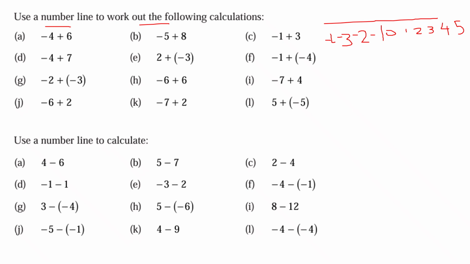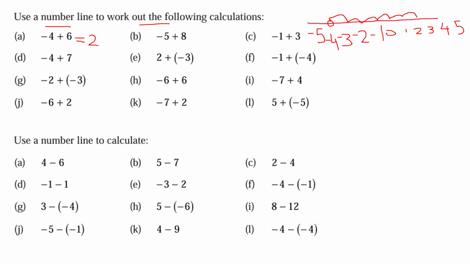So we start at minus 4 and we go 6 units to the right. So 1, 2, 3, 4, 5, 6. So the answer is 2 or positive 2. Next up, minus 5 plus 8. So we start at minus 5. Sorry if I'm squeezing some numbers on here.